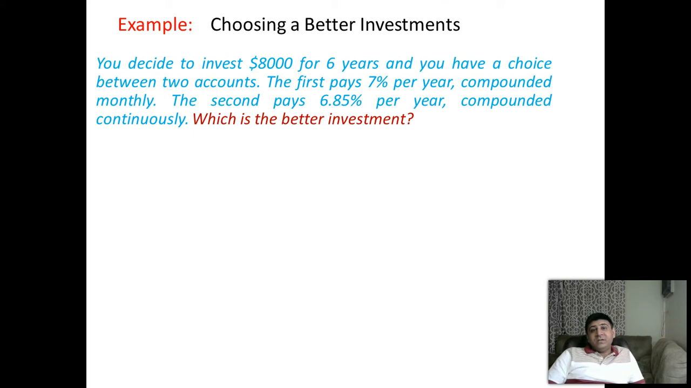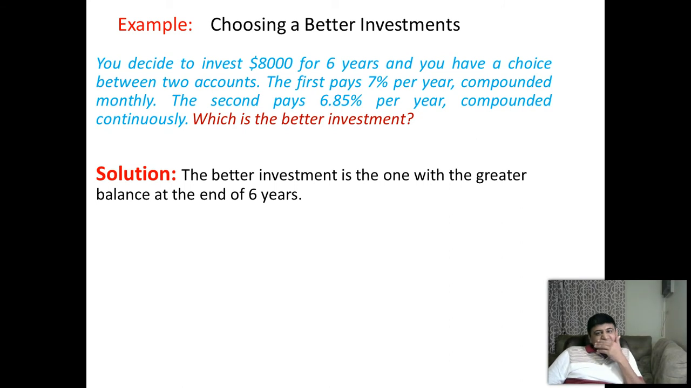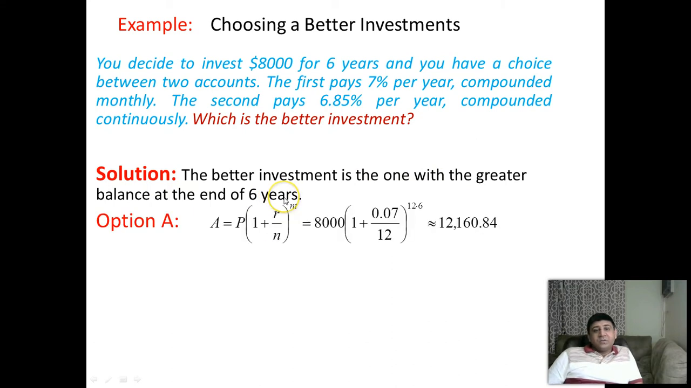Obviously whatever yields more interest, that's what will be our natural choice. So the better investment will be the one with greater balance at the end of 6 years. That's what we want to choose. So the first option is with monthly compounding. n is equal to 12, P is equal to 8,000, what we start with, r is equal to 0.07. Put everything in there and do the calculations. This is what you get, $12,160. So this is what you get for n compoundings, 12 compoundings, monthly compounding.